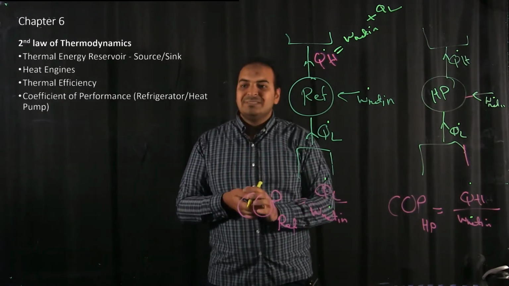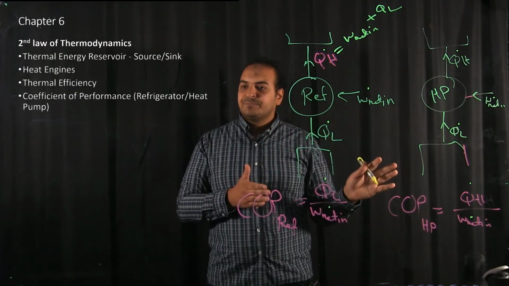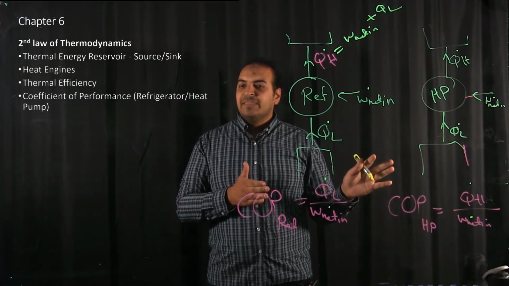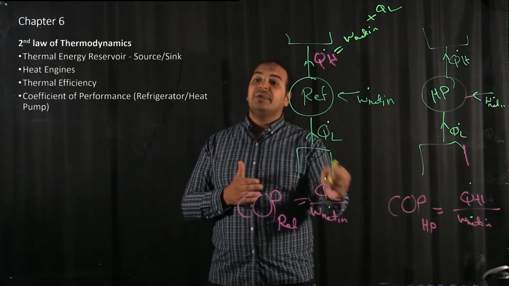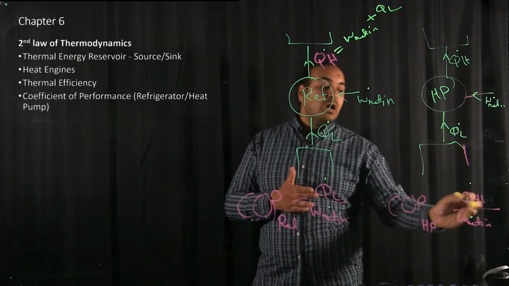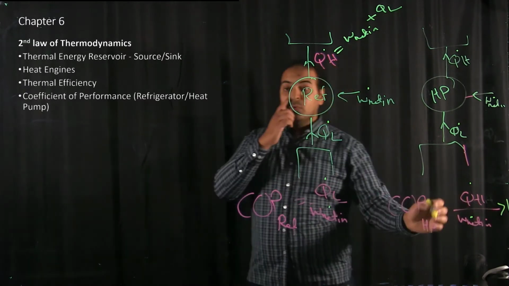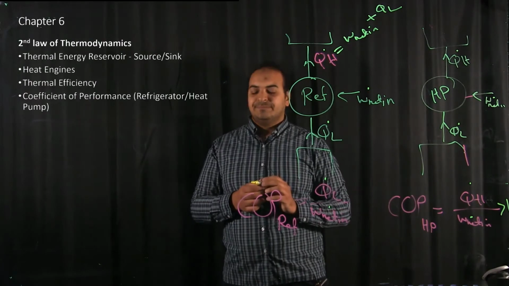So coefficient of performance, again, is similar to thermal efficiency, which is output over input. But here it can be greater than 1. This is also always greater than 1. Q high is always greater than W net in.